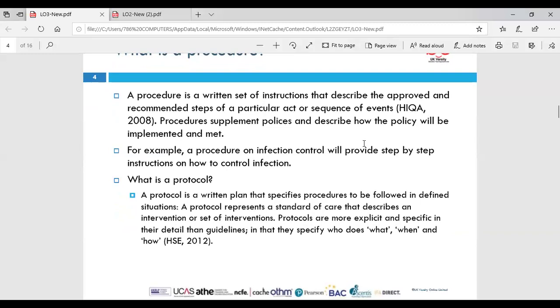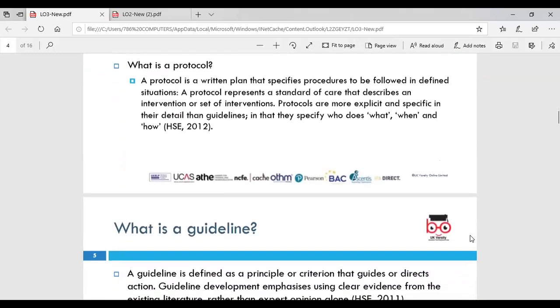And what is a protocol? It is a written plan that will specify the procedures that have to be followed in defined situations. It represents a standard of care, describing an intervention or any set of interventions. It tells you what you will be doing, how you will be doing it, and when you will be doing it. It gives the whole guideline.